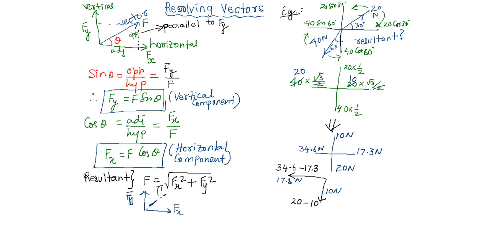So the ultimate resultant will be equal to the square root of 17.3 square plus 10 square. I will just use my calculator. 17.3 square plus 10 square, which is 100, gives approximately 19.98 Newton. So this is how you get your resultant.